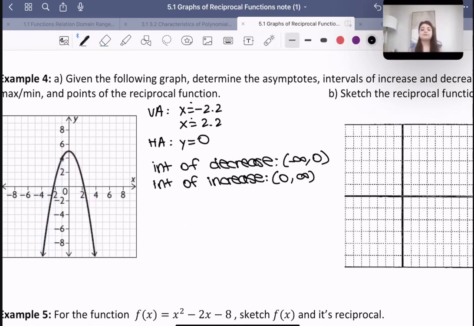Okay. Now it says here we have a maximum right here at 5, right? At 0, 5. So that means that we're going to have a minimum at 0, 5 on our new function, right?